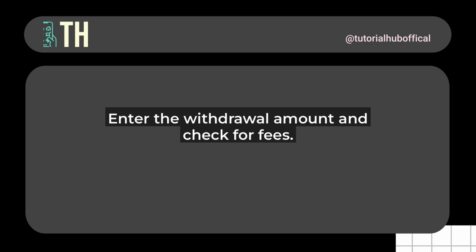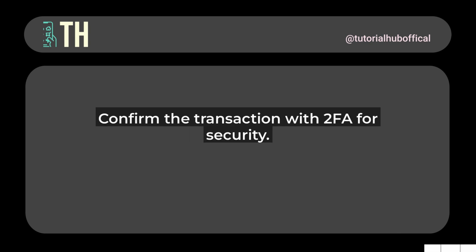Check the estimated fees displayed on Bitrue. Once everything looks good, hit the Confirm button. You'll likely need to complete a two-factor authentication, 2FA, step for security. After submission, the transaction will be processed, which usually takes a few minutes to an hour depending on the network congestion. Once it's done, head back to your Kucoin account and check your USDT balance in the Assets section. If everything went smoothly, your funds should be there.